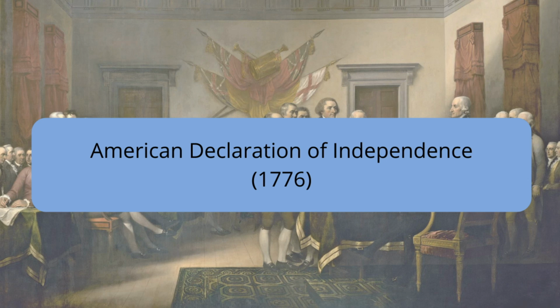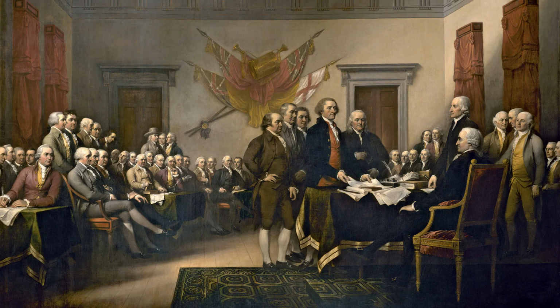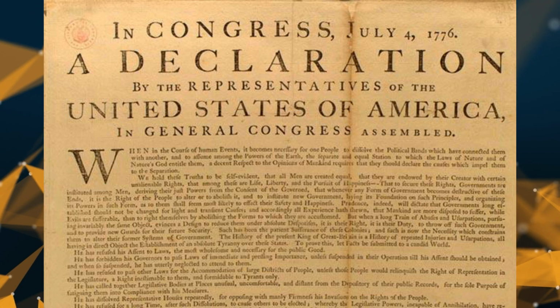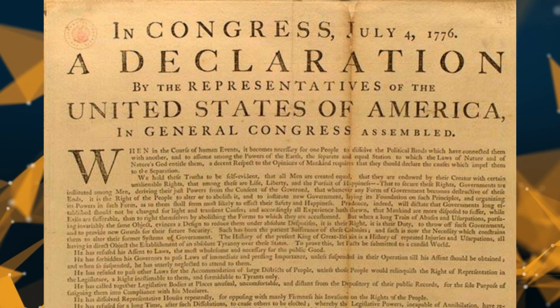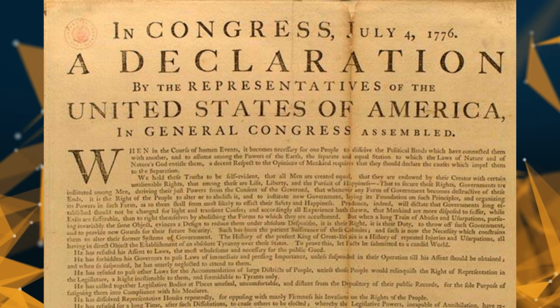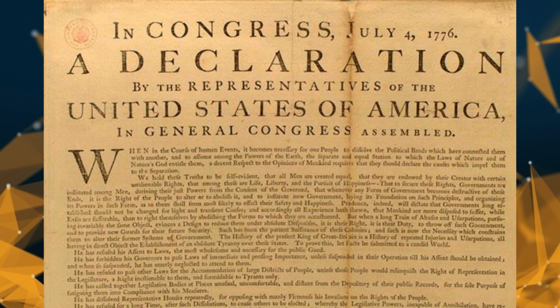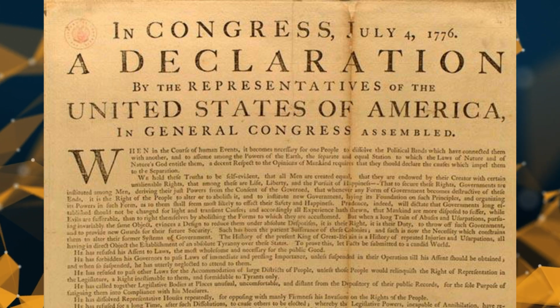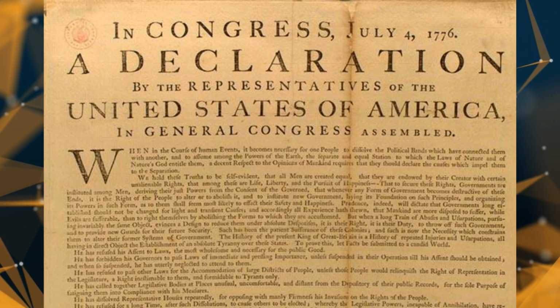The American Declaration of Independence in 1776 is a foundational document of the United States, both historically and philosophically. Here's a breakdown of its key aspects. The main purpose is to formally declare the independence of the 13 colonies from Great Britain. The historical context: it was drafted in 1776 during the American Revolutionary War. It explains the reasons for the colonies' decision to secede from British rule.